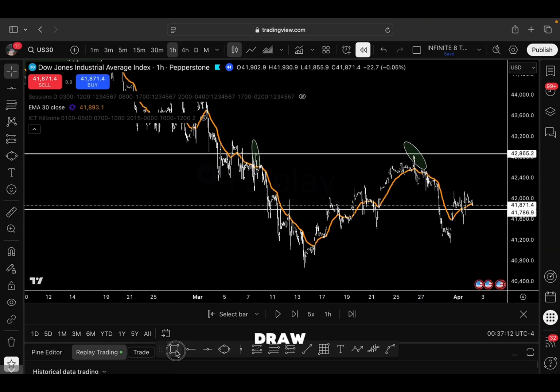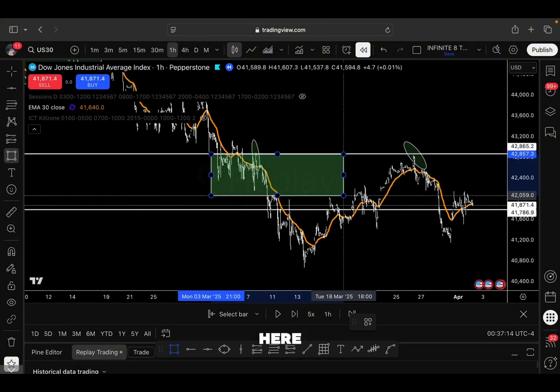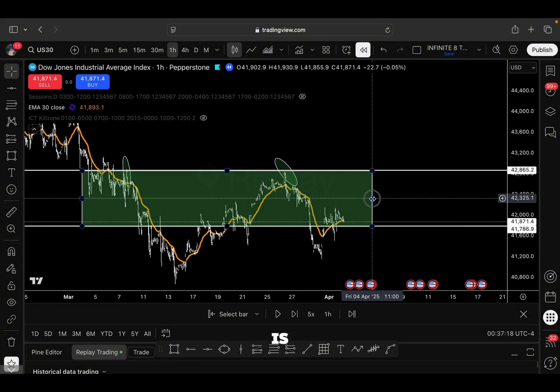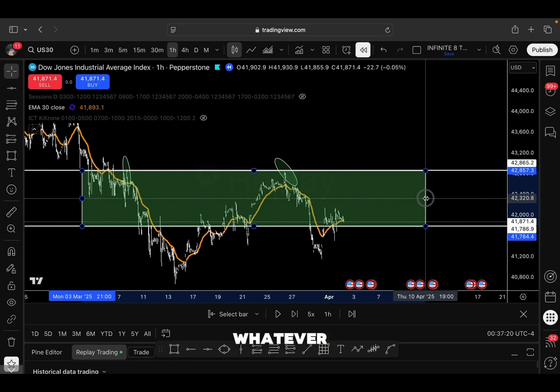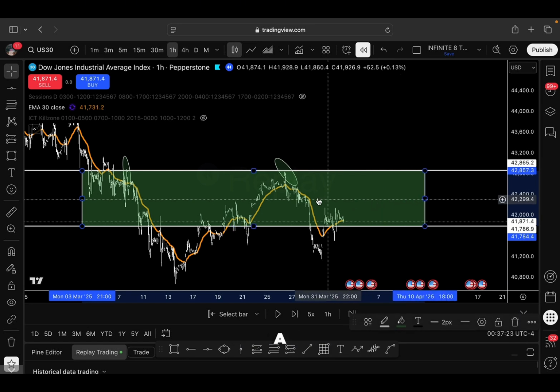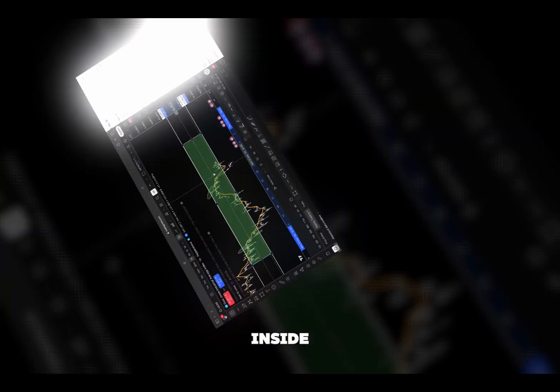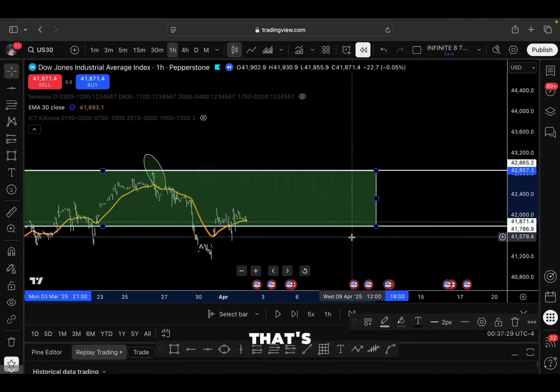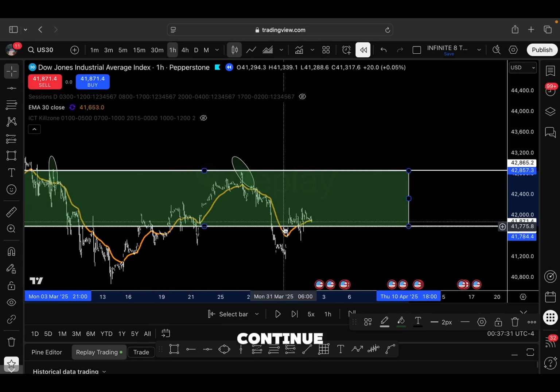Okay, so I'm gonna draw this box of this zone right here, and this could be a big 1 hour order block, right? An order block is a block, a rectangle, a square, whatever you want to call it, of where price is inside of that box, and once it breaks out of that box into another direction, that's a sign, an indication that it might continue to go in the opposite direction. So we're going to continue to let market play out.